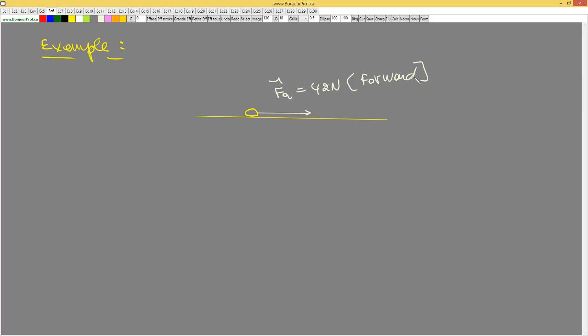Okay. There is some friction here. And the friction is pushing the object backward. Yeah, it is affected by a backward force. It is this one, the force of friction. It is 12 newtons backward. Understand? So first step, it is 12 newtons backward. Oh, no, 42 newtons forward. The first force is pushing forward.